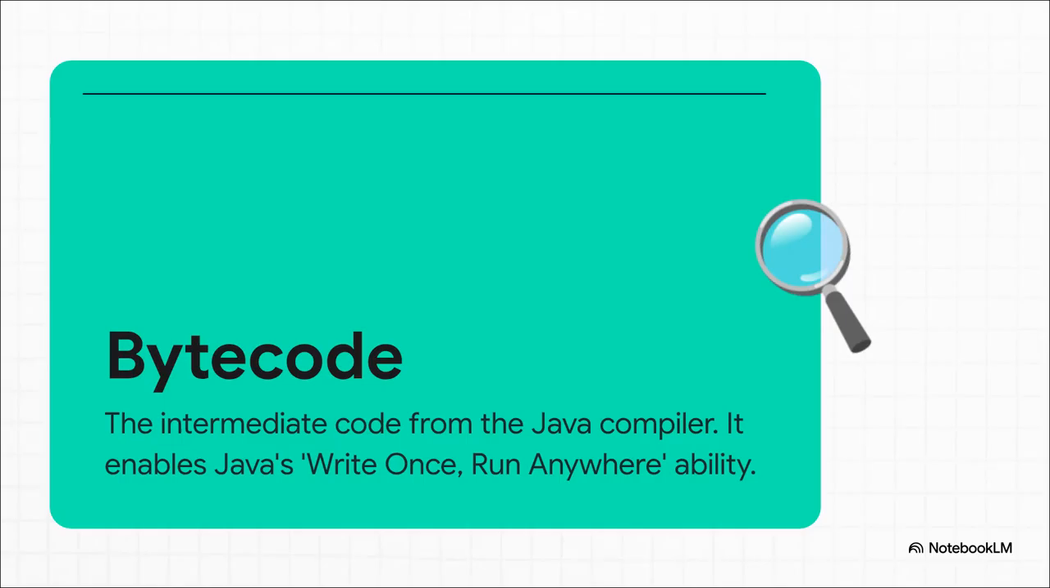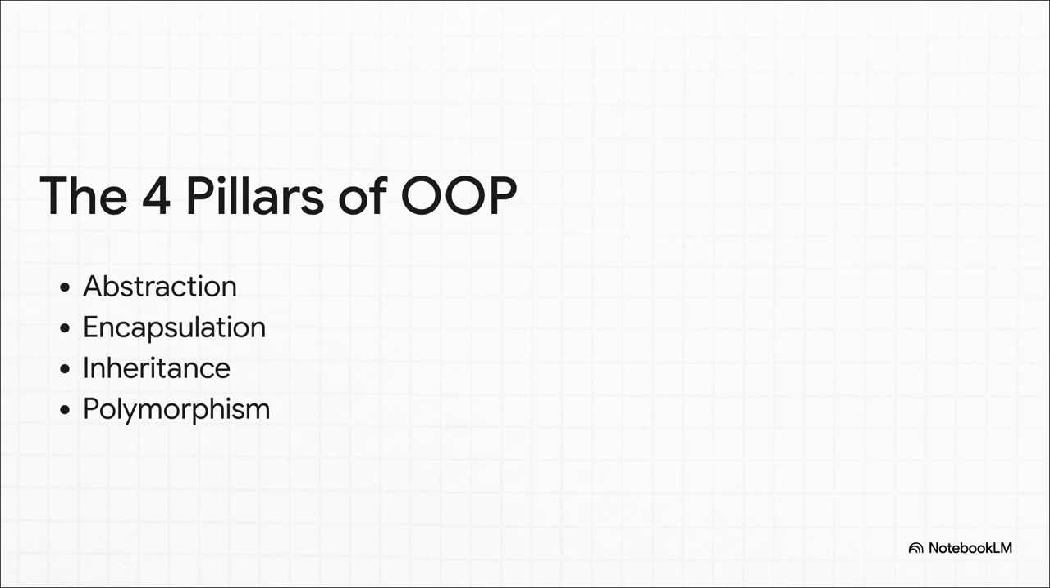First things first, a core concept you absolutely have to know. Bytecode. This is the magic sauce that makes Java platform independent. The compiler creates this special code which can then be understood by the Java Virtual Machine, or JVM. You can just think of the JVM as a universal translator that's on every computer, allowing the same Java code to work literally anywhere.